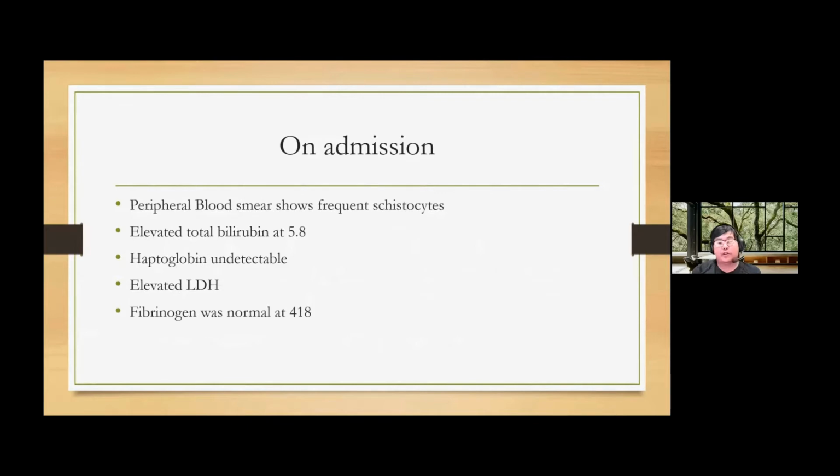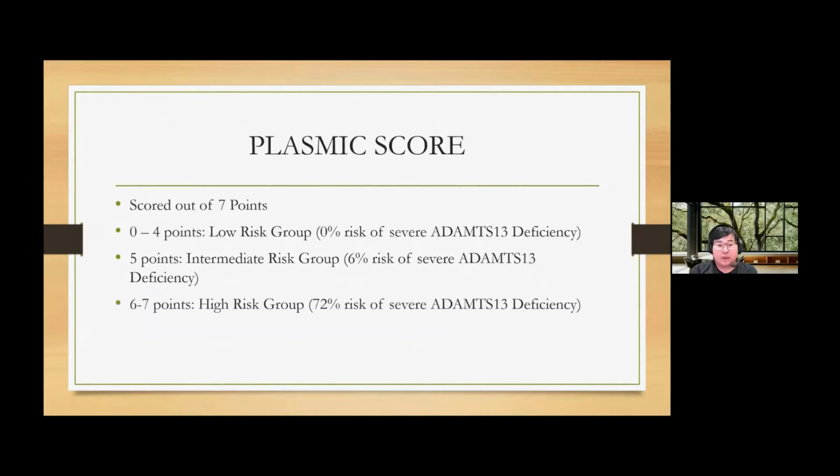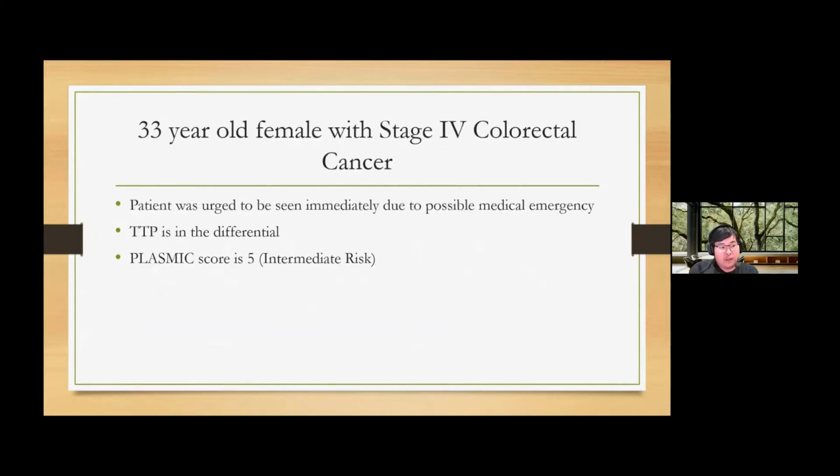On admission, she had a peripheral blood smear that showed frequent schistocytes and an elevated total bilirubin at 5.8, virtually undetectable haptoglobin, elevated LDH, and her fibrinogen was normal at 418. She called her primary care doctor and was urged to come to the emergency department immediately because of how serious this was. At that point, the top differential we had for her was TTP.